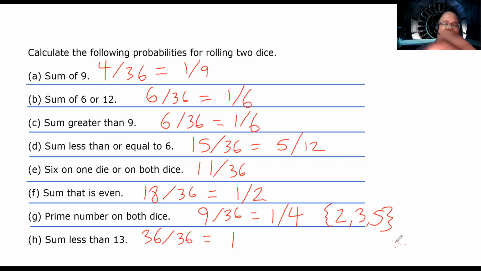That probability is 1, but that shouldn't surprise you. Why? Because if an event has a probability of 1, it is a certain or sure event, meaning it must happen. And when you roll a pair of dice, the sum must be less than 13. What if it said the sum was greater than 13? That's impossible, and its probability would be 0.